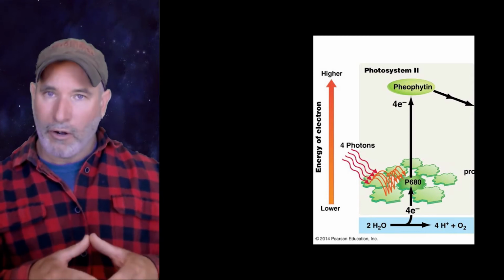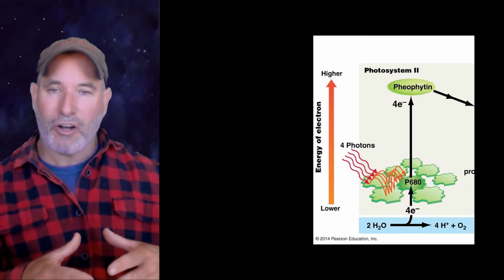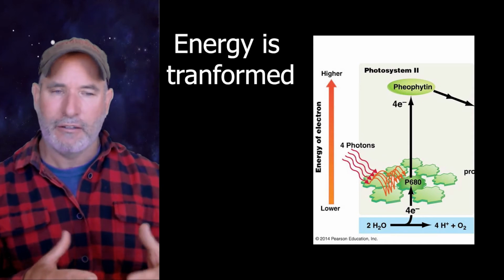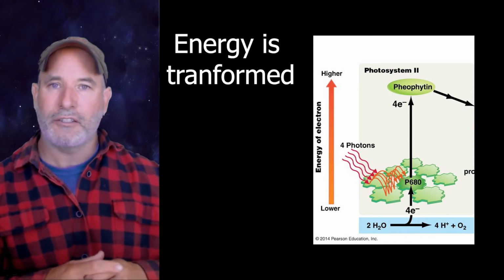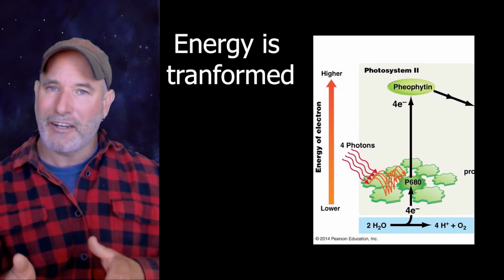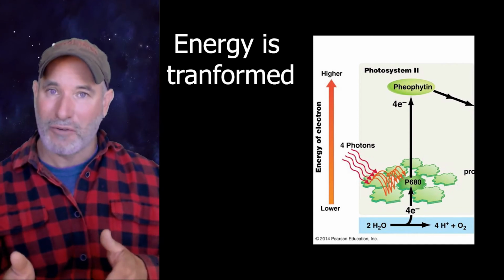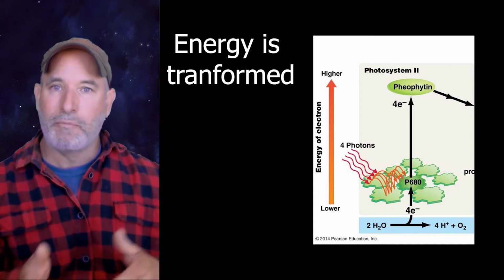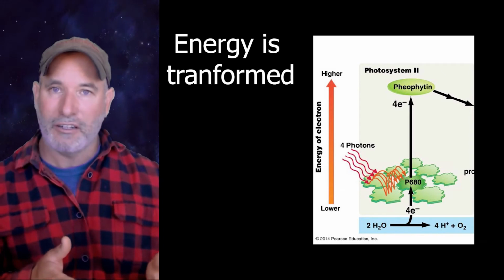So at that point, once the electron acceptor picks up an electron, that electron has energy. We've transformed the kinetic energy of sunlight, electromagnetic radiation, into potential energy stored in these high energy electrons.